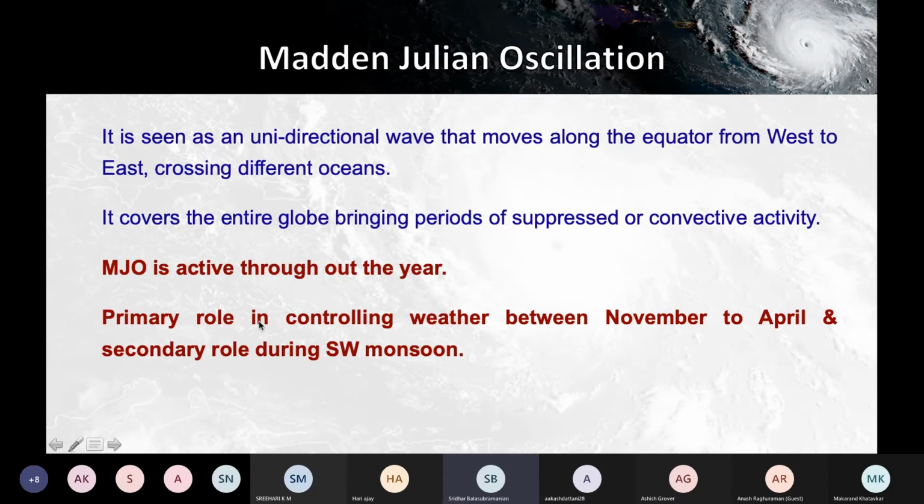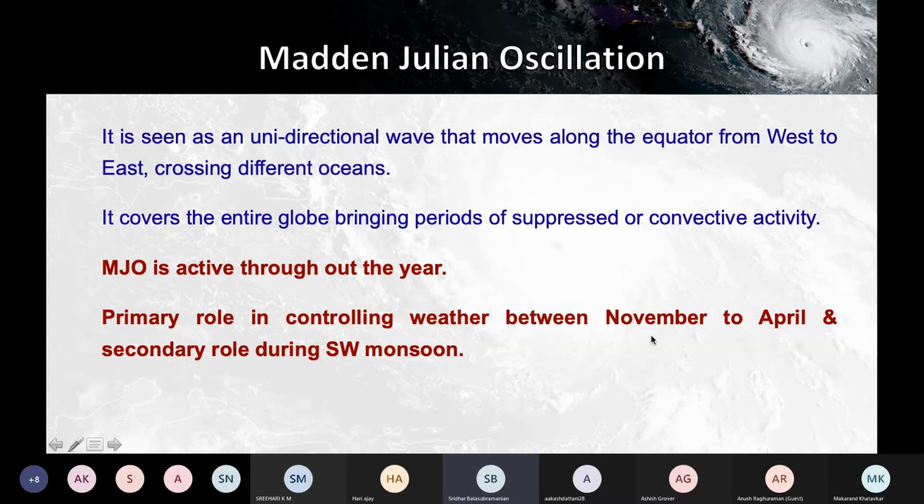The primary role of MJO is in controlling the weather between November to April. It only plays a secondary role during the southwest monsoon, as I already discussed, because during the southwest monsoon, the monsoon circulation is the primary controller of rains.